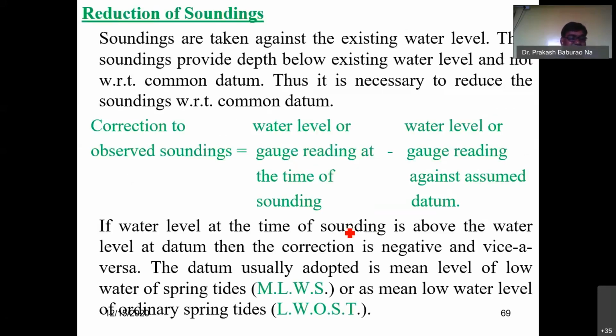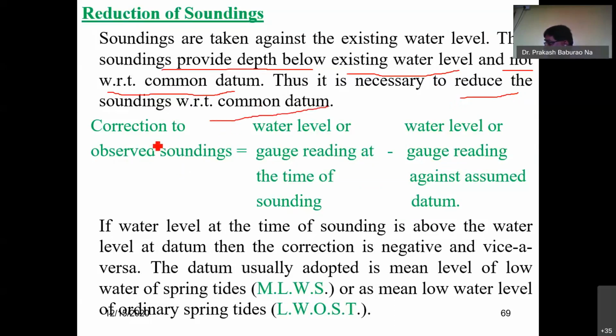Then another part, which is similar to the RL, you know how to carry out the RL. Similarly, in hydrographic surveying, reduction of the soundings is to be carried out. How is it carried? Soundings are taken against the existing water level. Sounding provides the depth of the water below the existing water level and not with respect to the common datum. It is necessary to reduce the sounding with respect to the common datum.